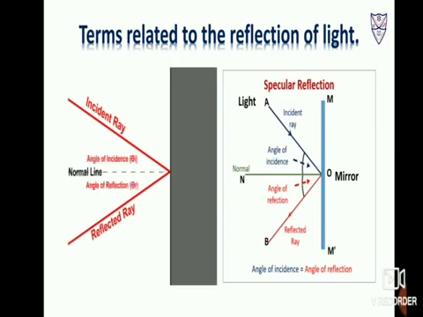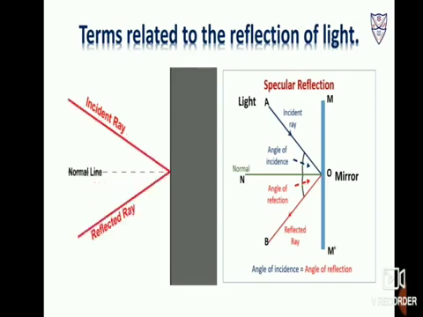Now students, let us discuss terms related to the reflection of light. First is the incident ray. The ray of light which falls on the mirror surface is called the incident ray. Here AO is an incident ray. Second is the point of incidence. The point at which the incident ray strikes the reflecting surface of the mirror is called the point of incidence. Here the incident ray AO strikes the reflecting surface of the mirror at point O, so O is the point of incidence.